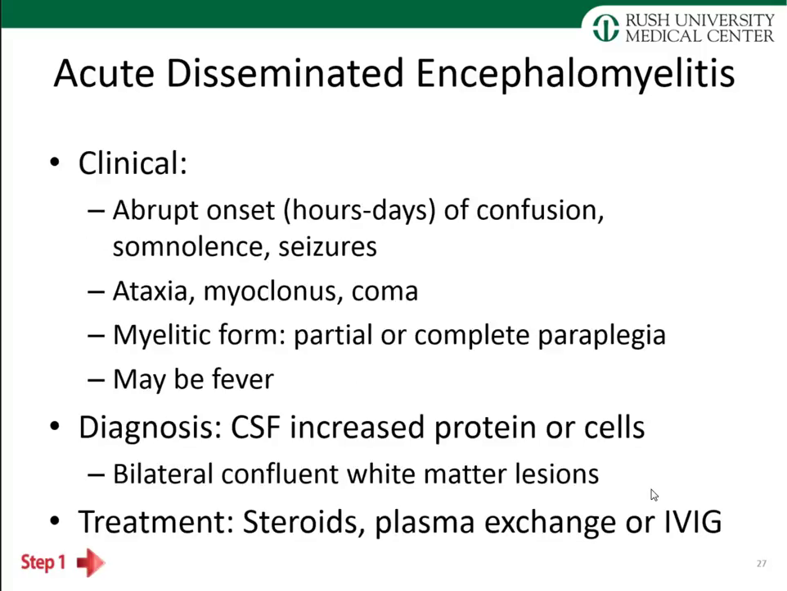These patients will present with an abrupt onset between hours and days of confusion, somnolence, and seizures. These patients can have ataxia and myoclonus, and many of them will progress to stupor or coma. There is a myelolytic form where these patients will have partial or complete paraplegia, and many of them will have fever. When we do a spinal tap on these patients, their cerebrospinal fluid will have increased protein or cells. And again, on imaging, they have bilateral confluent white matter lesions.